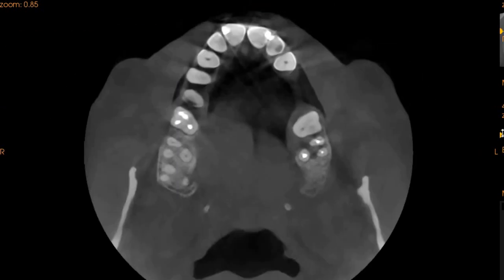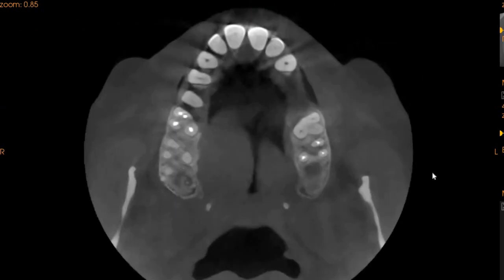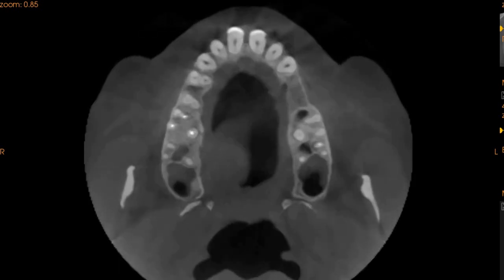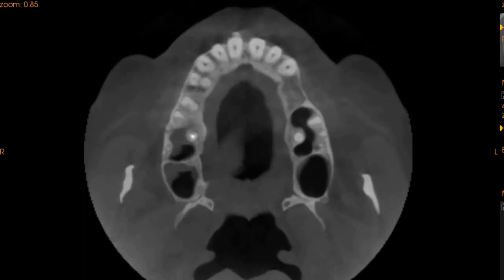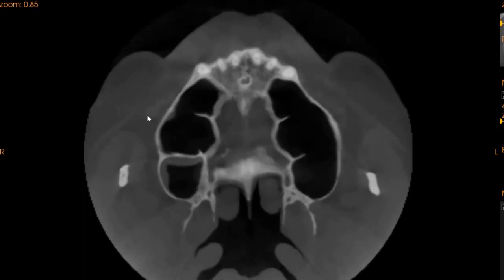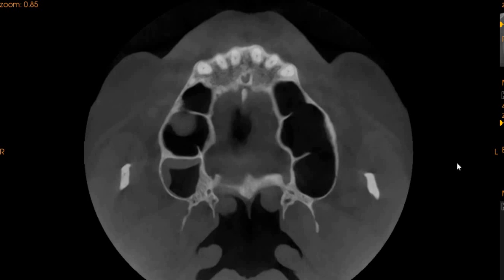On the axial view, we can show you that this is the upper right side, the upper left side. This is the ridge on the upper left. It's very short and thin in some areas. We don't see any major signs of sinusitis, just some in the top right. But this sinusitis could be associated with an endodontically treated tooth, but is not necessarily associated with the wisdom teeth.